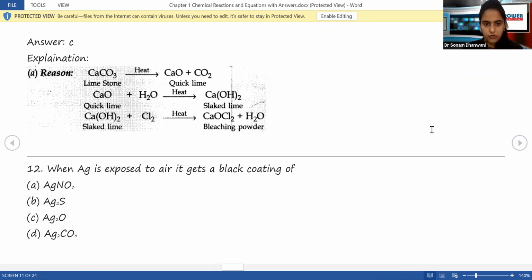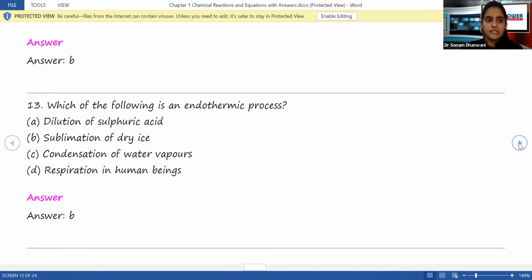Okay? Yes, going ahead. When silver Ag is exposed to air, it gets a black coating of sulfur. So it is going to be Ag2S when it forms sulfide, option B. Okay? Ag2S.